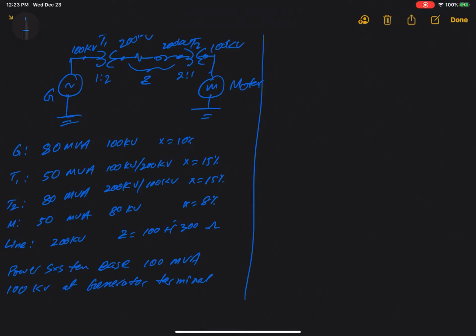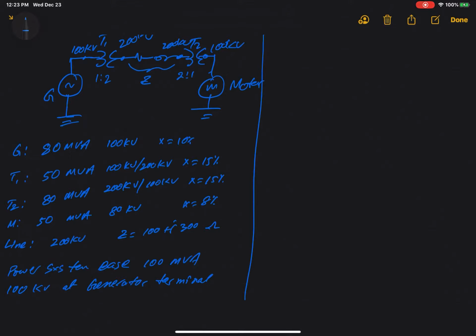Hello everyone. Let's get started with an example for a power unit system. For this example, I have the circuit over here. You can see that I have a generator, then transformer 1, transformer 2, and in between the two transformers, I have the line impedance Z. Then I have a motor connected at the end, right?